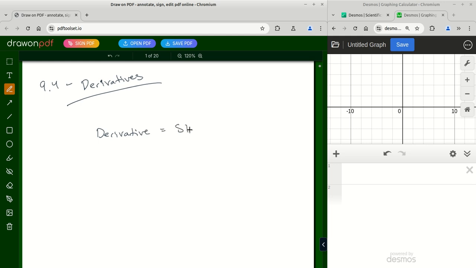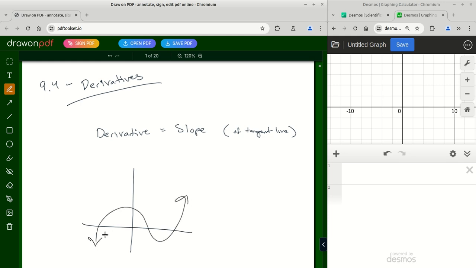It is the same as your slope, and I'm going to put of a tangent line. Let me give you just a quick demonstration of what that looks like. About right here. That's a great spot.